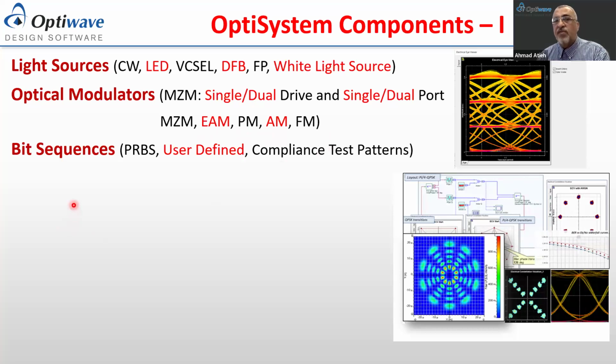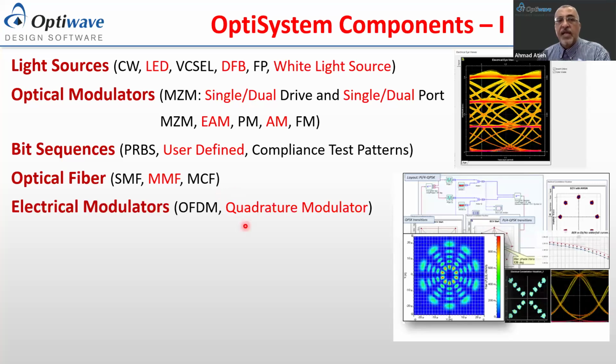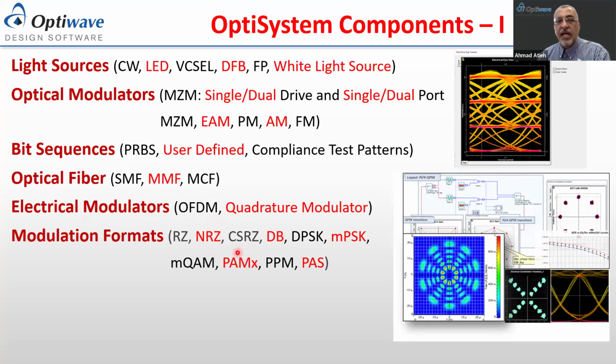There are different types of bit sequence generators. So there is a random, pseudo-random bit sequence generator, there is a user-defined sequence, and there are compliance test pattern generators. For optical fibers, we offer single-mode fiber models, multi-mode fiber models, and multi-core fiber models as well. For electrical modulators, you can do OFDM and quadrature modulators.